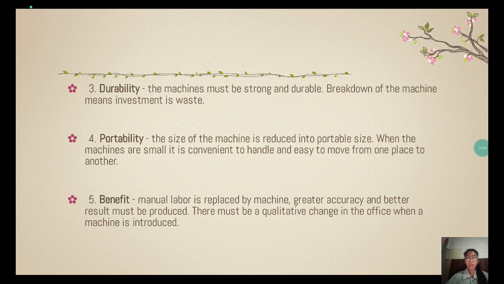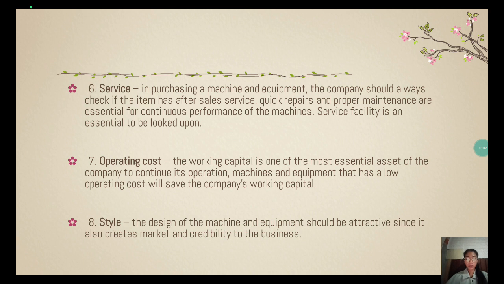Benefit. The manual labor is replaced by machine. Greater accuracy and better results must be produced. Service. In purchasing a machine and equipment, the company should always check if the item has after-sales service. Quick repairs and proper maintenance are essential for continuous performance of the machines. Operating costs are the ongoing expenses incurred from the normal day-to-day running of a business. Style. The design of the machine and equipment should be attractive since it also creates market and credibility to the business.